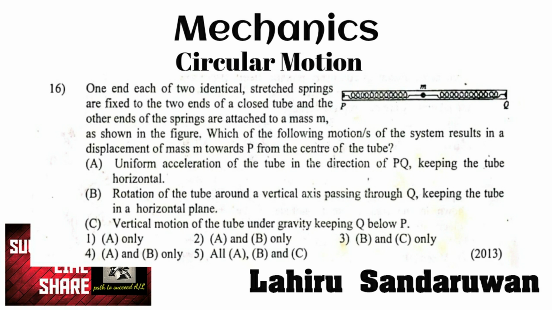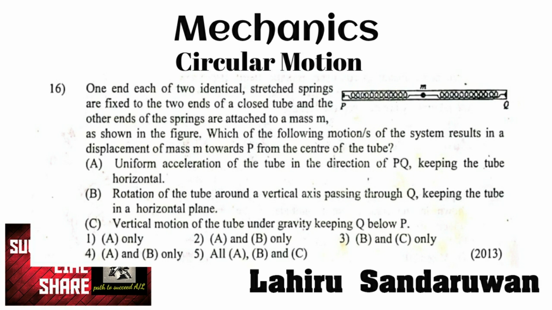One end each of two identical stretched springs are fixed to the two ends of a closed tube. The other ends of the springs are attached to a mass M as shown in the figure. Which of the following motions of the system results in the displacement of mass M towards P from the center of the tube?